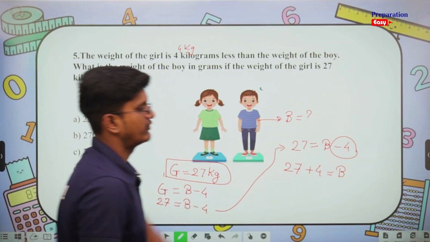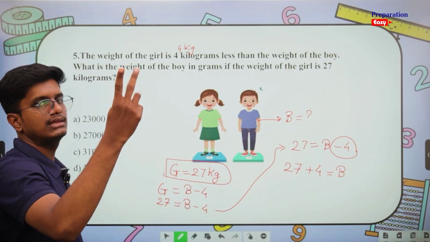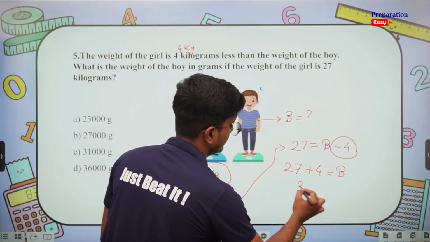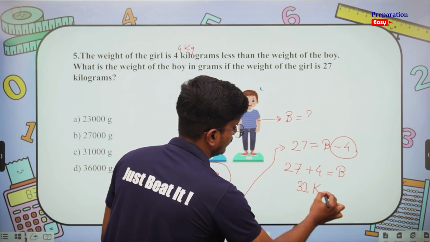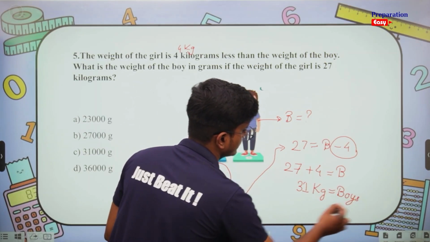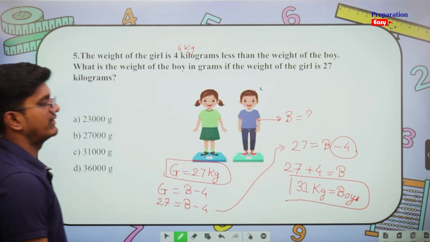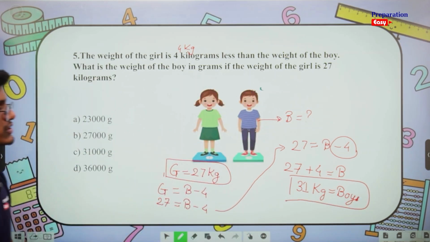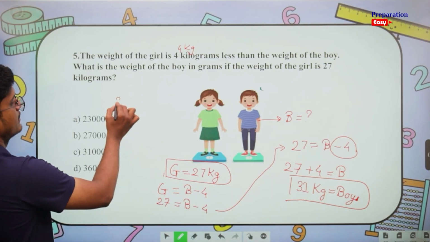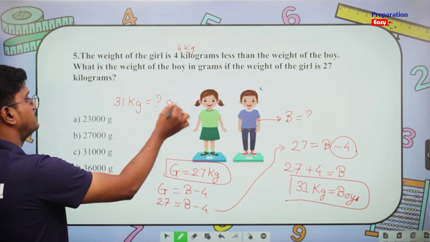So 27 plus 4. Count after 27, 4 fingers: 28, 29, 30 and 31. So we get 31 kilograms equals the boy's weight. So 31 kgs is the weight of the boy. Now let's convert the kilograms into grams. So this is 31 kg. Let's convert this into gram.